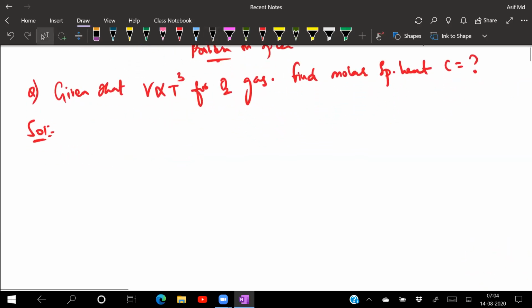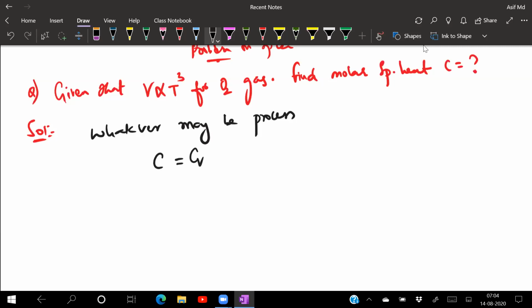We are given some process. Volume is directly proportional to T cube, beta. I told you, whatever may be the process, molar specific heat is calculated with the formula C is equal to Cv plus P by n into dV by dT. This is our basic and standard formula.